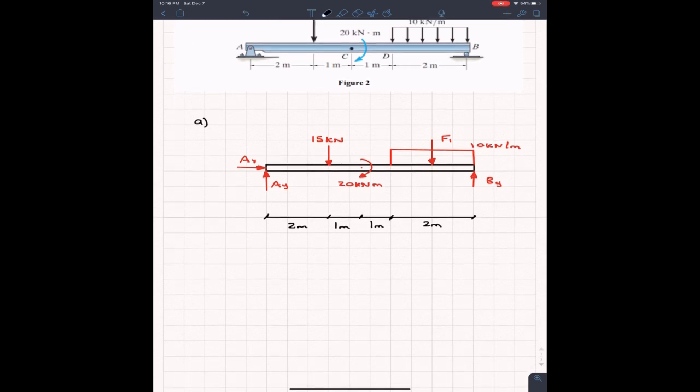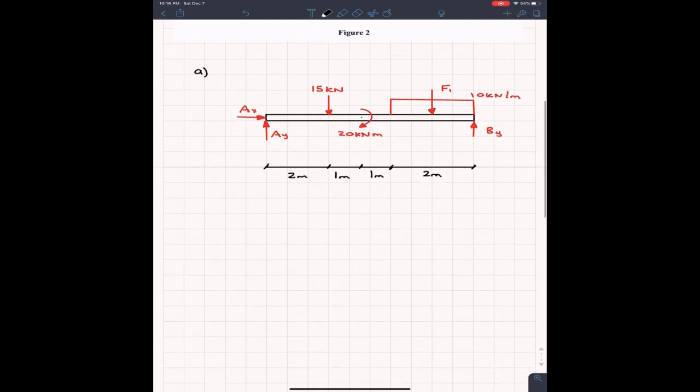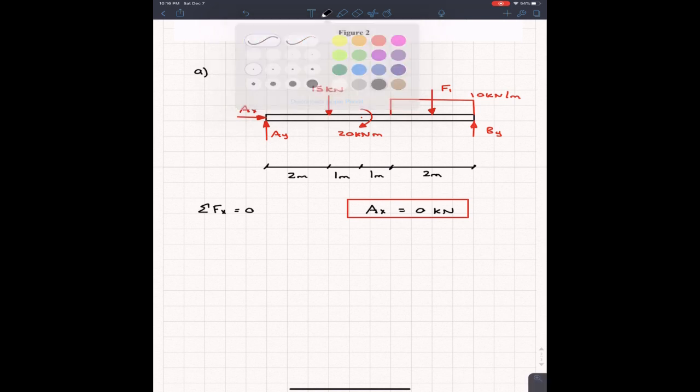So remember, we have 3 unknowns. We have 3 equilibrium equations. And the first equilibrium equation is going to be sum of the forces in X is equal to 0. And this one's really easy because the only thing we have here is AX. So AX must be 0 kilonewtons. So that's one of the answers because it said provide the support reaction. So I'm going to box it in. It's nice to box all your answers. So we're good to go.